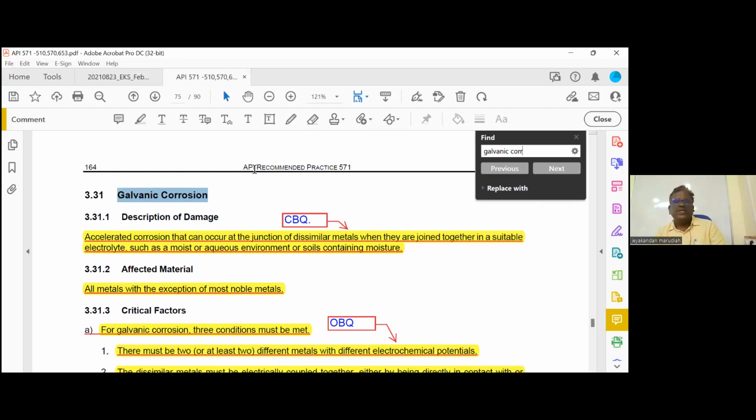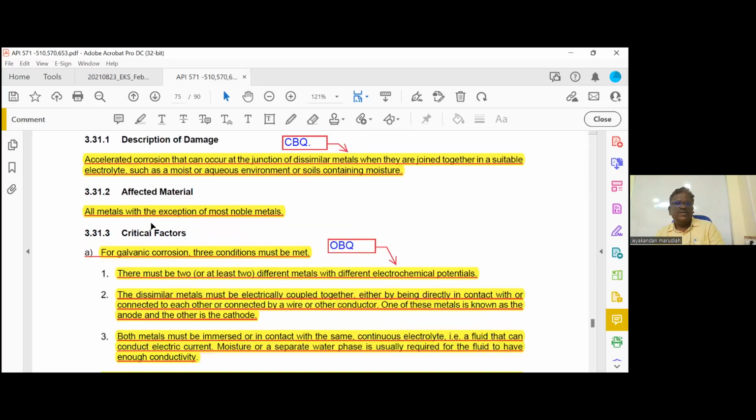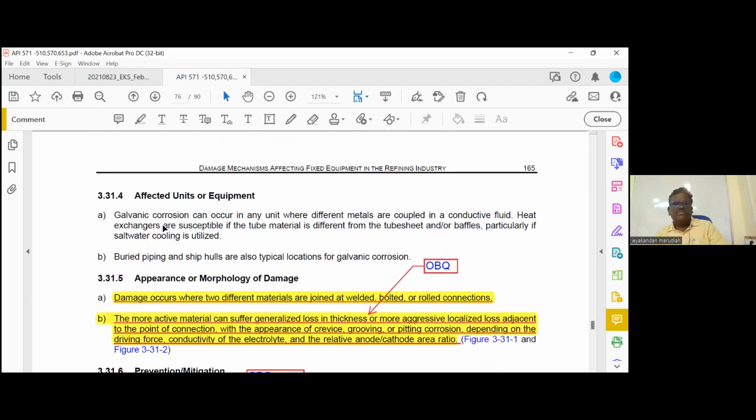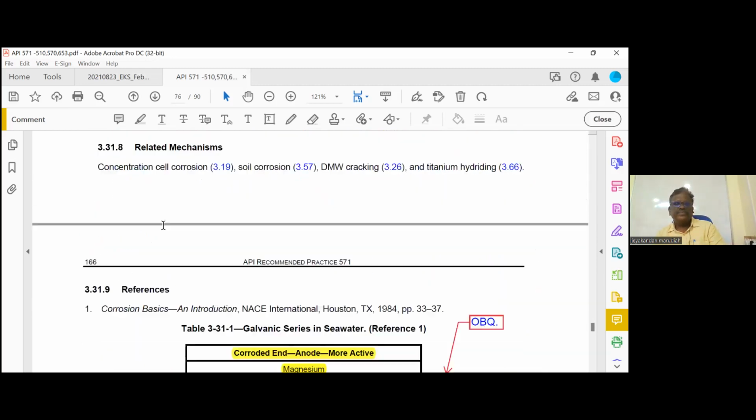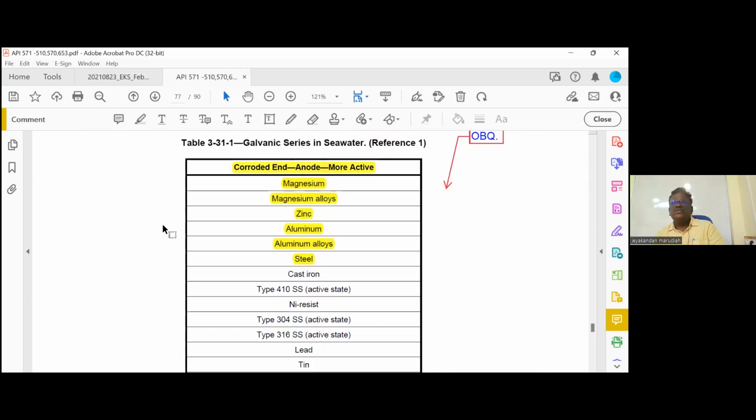Okay. So please take galvanic. What is meant by galvanic corrosion? You may hear about cathodic protection. Cathodic protection works based on the galvanic corrosion principle. So what is meant by galvanic corrosion?